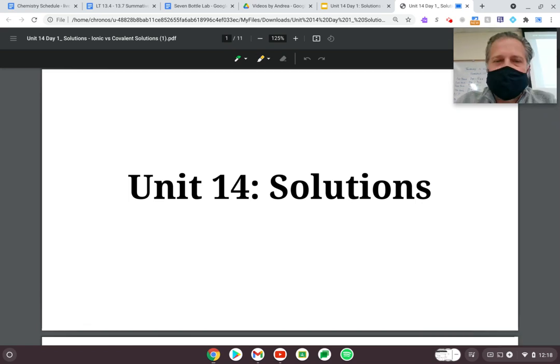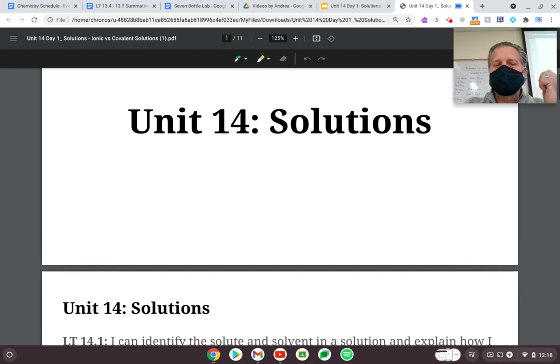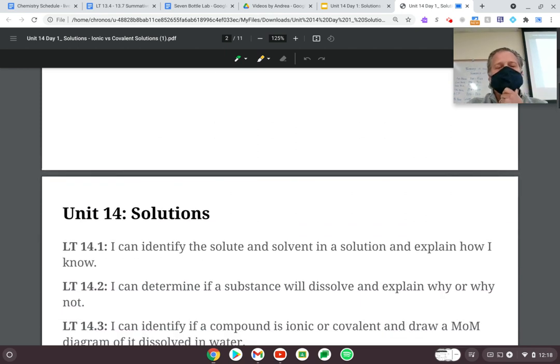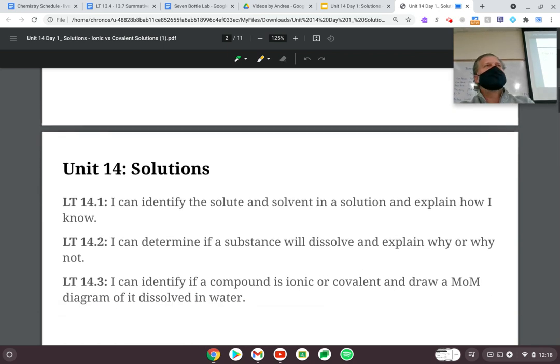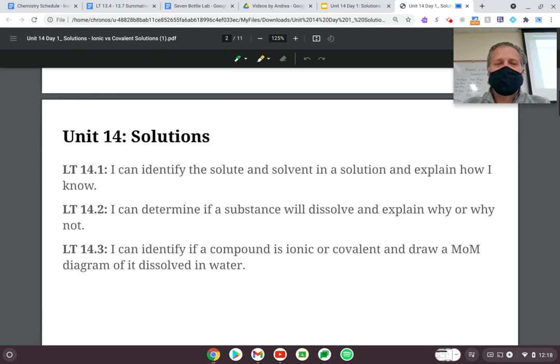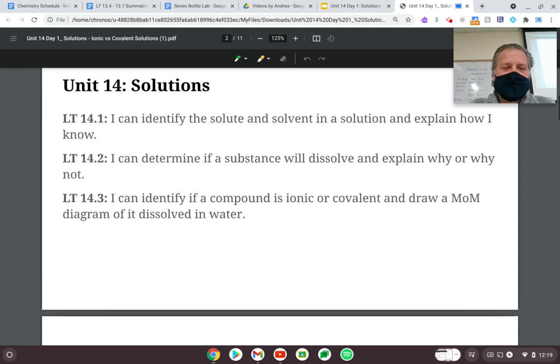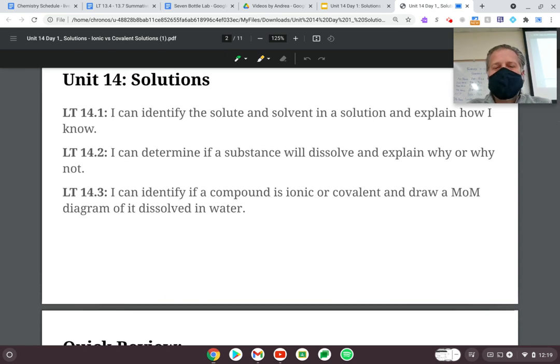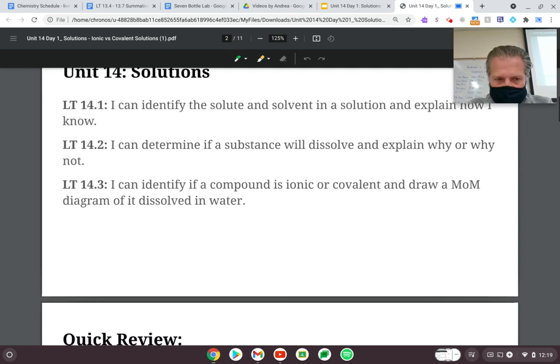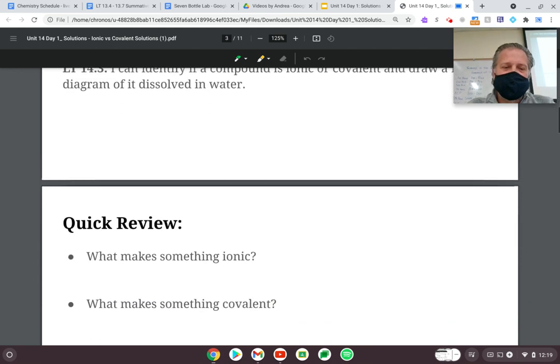Okay. So with the solutions unit, it butts up against the intermolecular forces unit because solutions really have a lot to do with how intermolecular forces are utilized, and then those forces are overcome. But we're going to talk about how to identify a solute and a solvent, explain and be able to determine whether or not something will dissolve, and then identify what happens with an ionic or covalent compound and draw a diagram of it when it's dissolved in water.